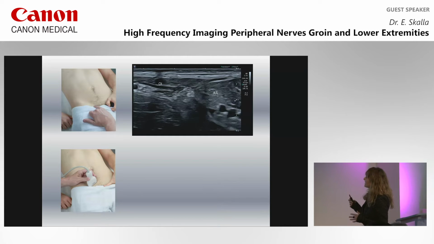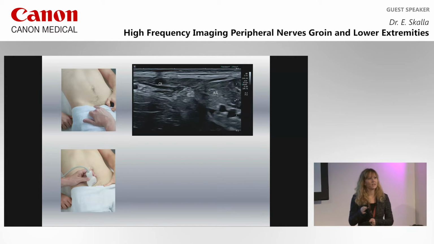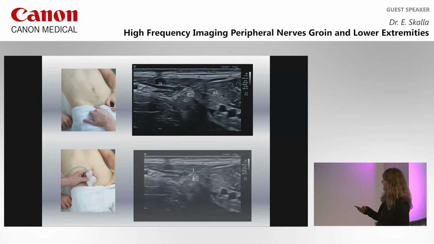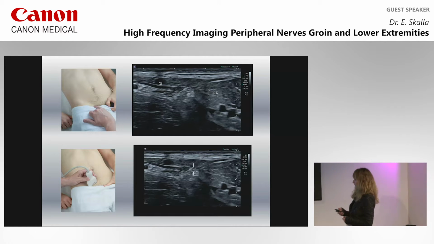The best point to see the nerve is in the fascia of the internal oblique abdominal muscle, as you can see it here. Here's the fascia, here's the border of the muscle, and this is the cross-section area of this sensory nerve.